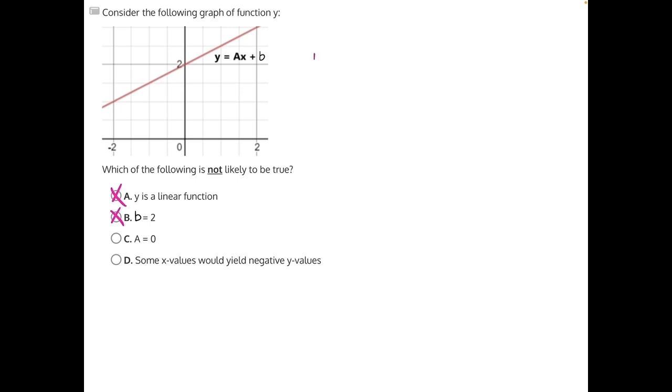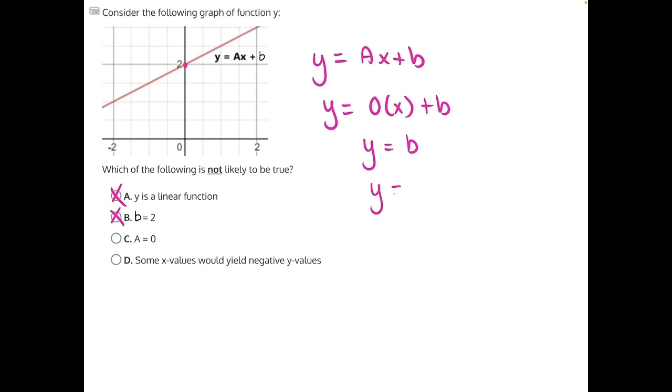Let's plug that in and test it to see what would happen. y equals ax plus b, and we plug in 0 for a. 0 times x would just give us 0, and that would leave us with y is equal to b. And we know in this case that b is equal to 2, so this would give us the equation y is equal to 2. If this were our equation, we would have a horizontal line straight through y equals 2. We would not have a slope because we don't have an m or an x. And this is not the graph that we see visually in this problem. So this is a false statement and therefore is our correct answer.